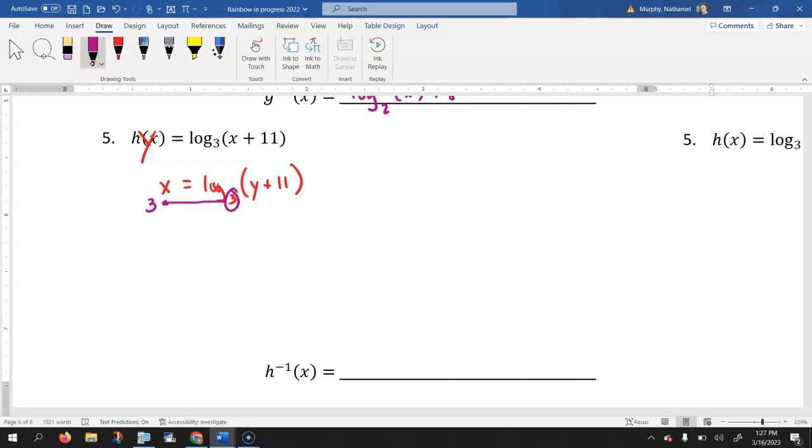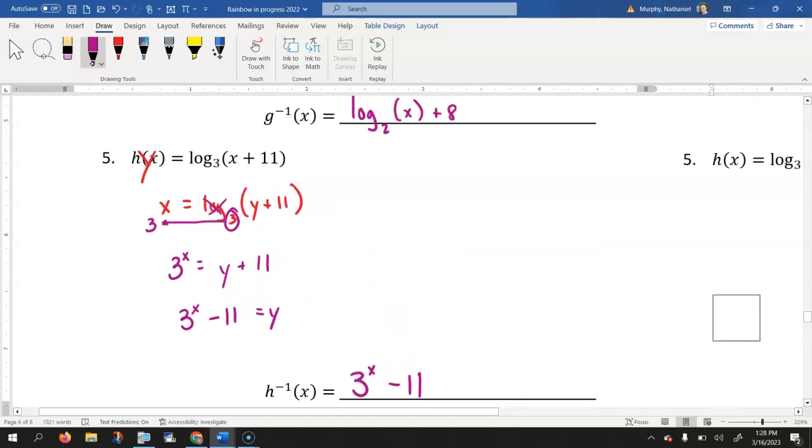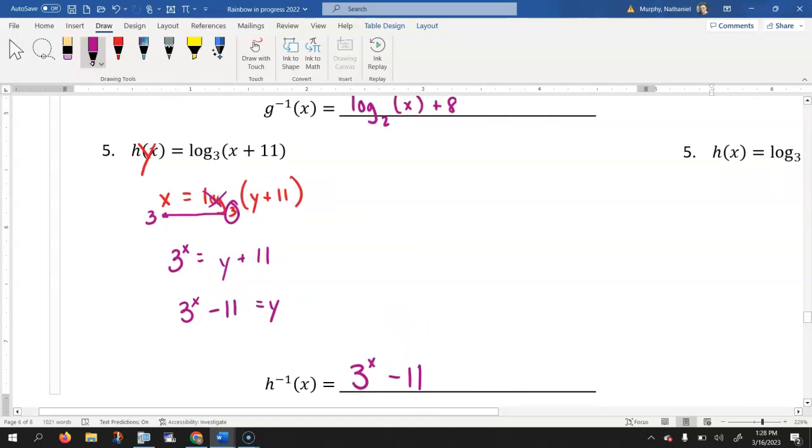So all we have to do is just drag your base over, so we would have 3 to the x power equals, when we drag the base over, it's no longer in log form anymore, so we just have y plus 11. So now to solve for y, I would just subtract 11 from both sides. So that would be my answer, 3 to the x power minus 11. All right, so that's the end of the yellow section, which is lesson 6-4.